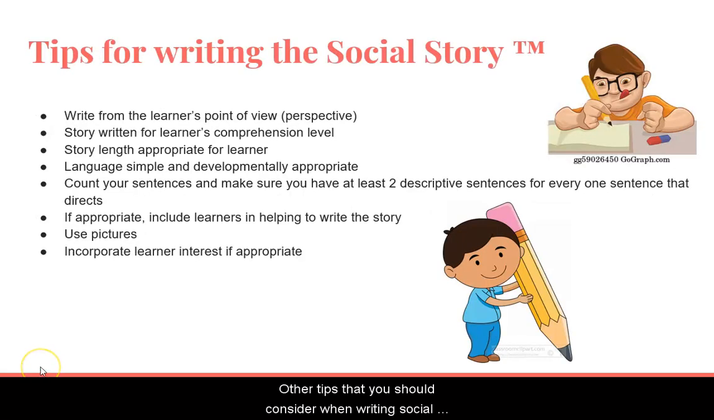Other tips that you should consider when writing social stories include making sure you write them from the learner's perspective and at their comprehension level. If the learner is unable to understand the story, they will not make any progress toward their goals in that social situation. Make sure the stories are short enough to get the point across without losing the individual with too much information. Again, make sure there is a minimum of a 2-to-1 ratio of descriptive to directive sentences. Descriptive sentences can increase to 3 to 5 depending on the learner. Make sure you use pictures as visuals to assist the learner in understanding, and always try to incorporate the learner's interests into the story.